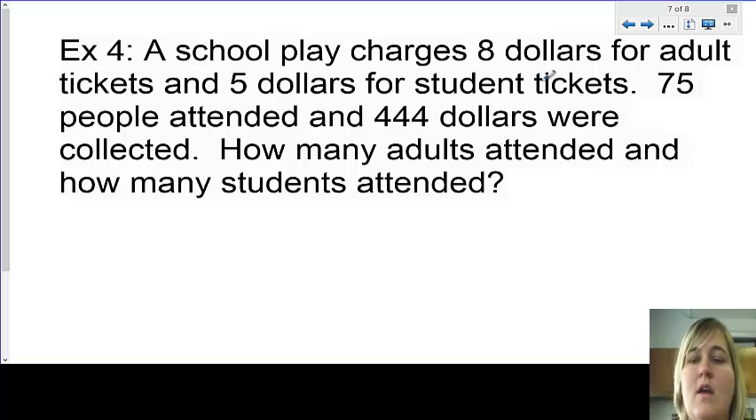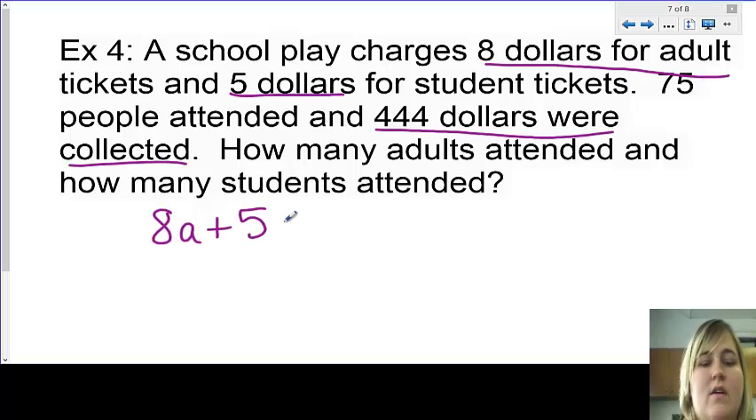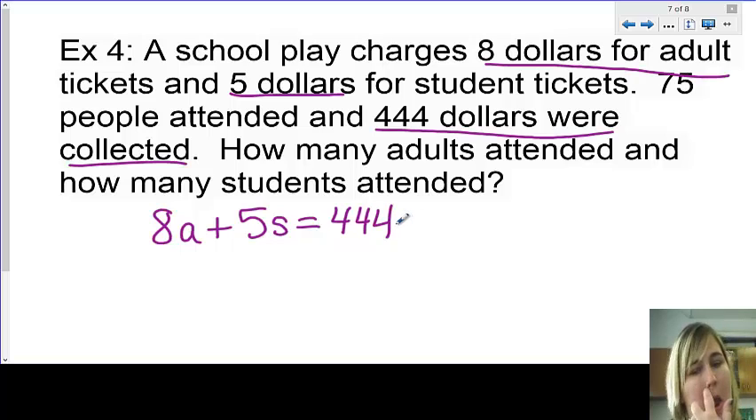I know that it was $8 for an adult, $5 for a student, and that $444 were collected. So I'm going to represent this by saying 8A, meaning $8 for every adult, plus 5S, meaning $5 per student, equals the total that was collected, that $444. Whatever they were charged has to equal the total collected.